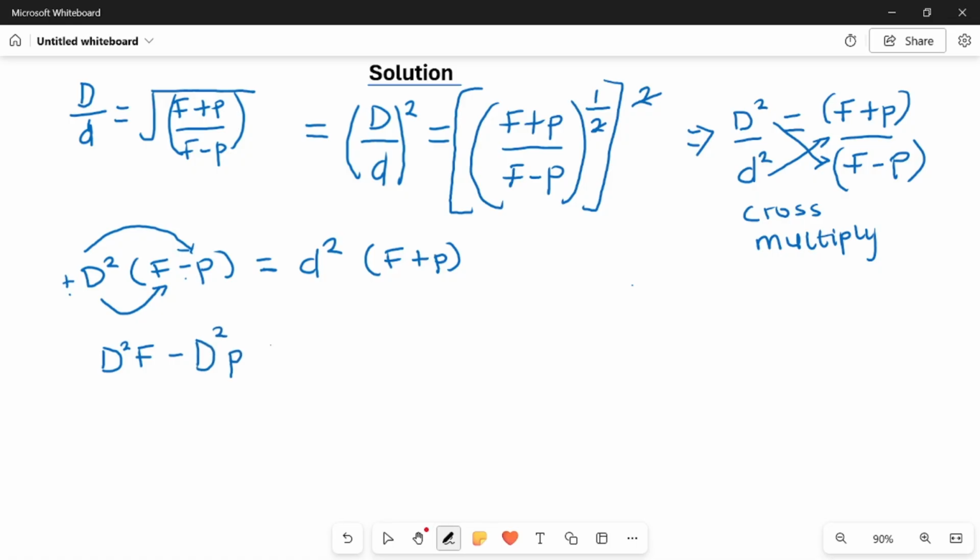So we'll move on to the next side, that's the right hand side. This is the left hand side, and this is the right hand side. For the right hand side, we have d squared times F plus p. So d squared here times F, and d squared here will also times p to have what?